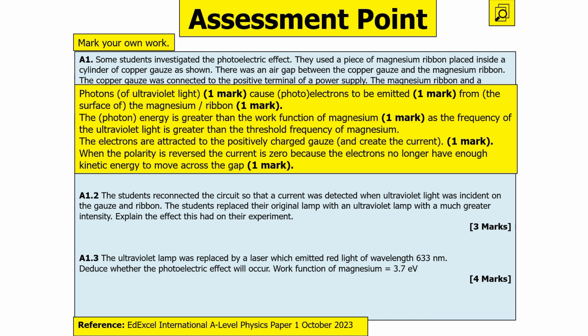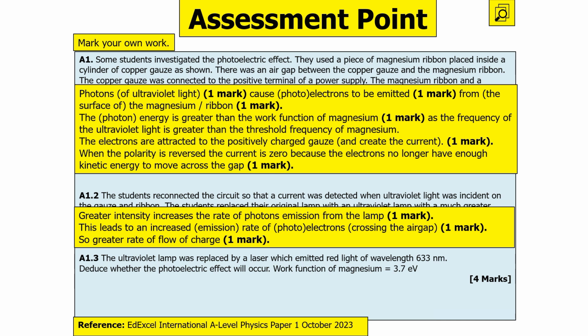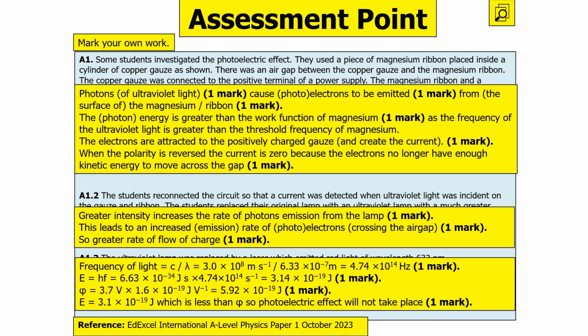In our next question, the greater intensity increases the rate of photon emission from the lamp. This leads to an increased emission rate of photoelectrons, so you get a greater flow of charge leading to a greater current. Now the frequency of light is going to be c over lambda. So you pop those values in and you get 4.74 times 10 to the 14 Hertz.